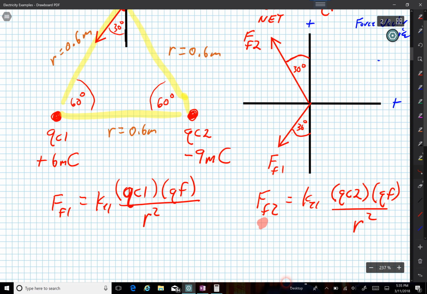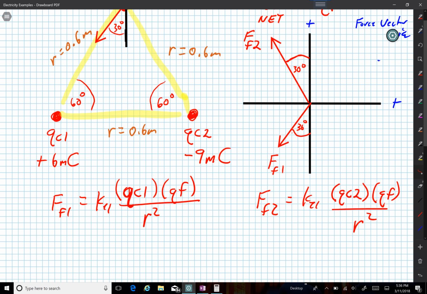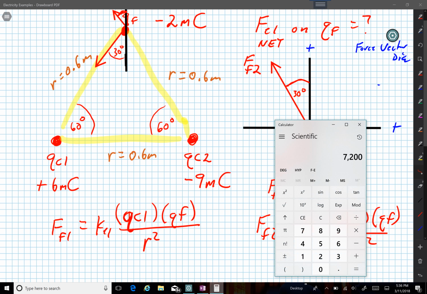I need my field charge and I need my central charge 2. So that's what appears here. There's central charge 2, there's my field charge. I need my field charge and I need my central charge 1. Well, that's what I have, QC1 and field charge. Those are what go in there. So now I can calculate those. All right, so let's get our calculator here.